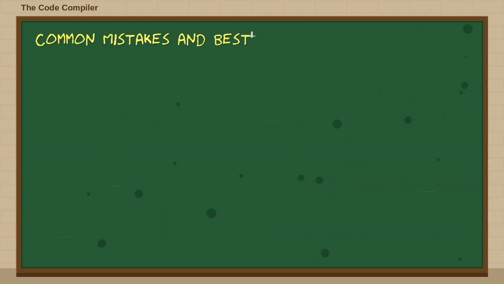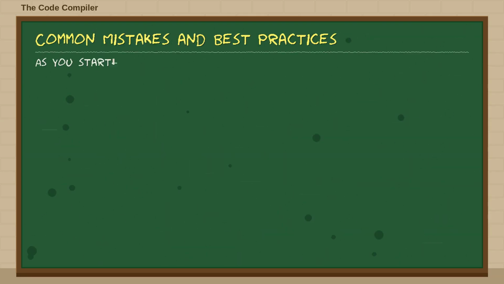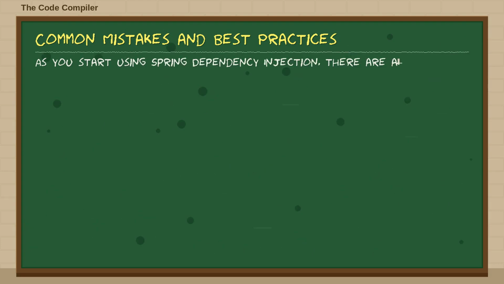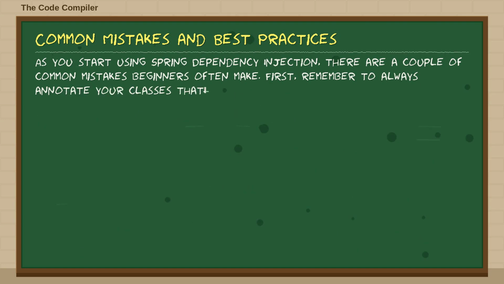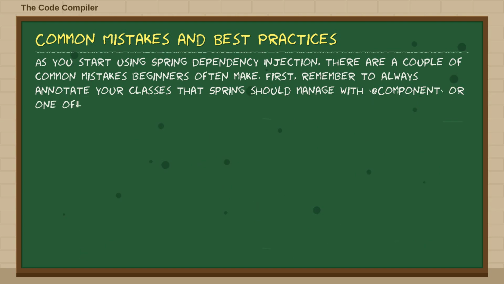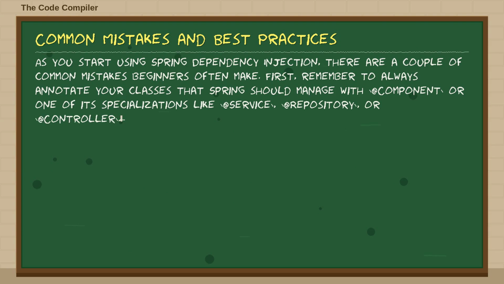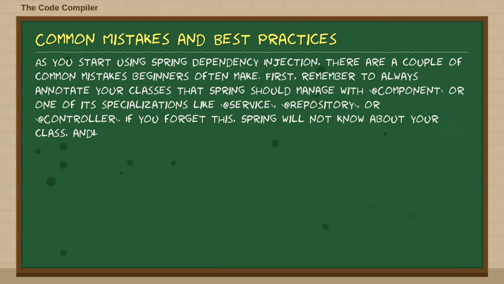As you start using Spring Dependency Injection, there are a couple of common mistakes beginners often make. First, remember to always annotate your classes that Spring should manage with @Component or one of its specializations like @Service, @Repository, or @Controller. If you forget this, Spring will not know about your class, and @Autowired will fail.